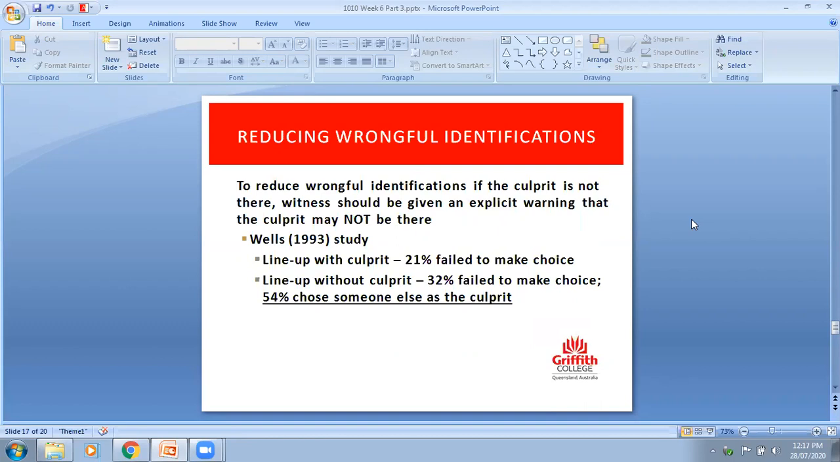And Wells tested this in a 1993 study where the lineup had the culprit in there, 21% failed to make the choice. Where the lineup did not have the culprit there, 32% failed to make a choice, but 54% chose someone else as the culprit. So just by telling people that the culprit may not be there means that they have the ability to not choose someone else. Okay?